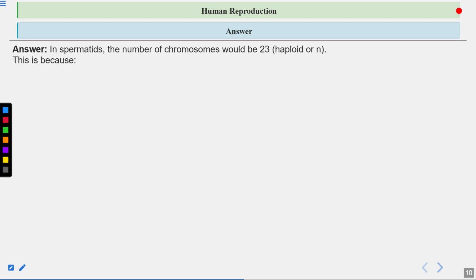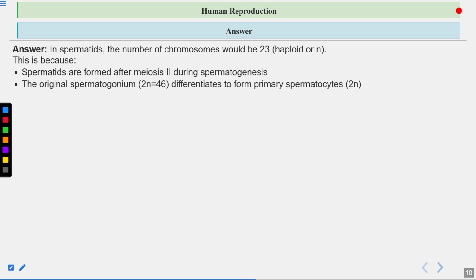This is because spermatids are formed after meiosis 2 during spermatogenesis. In secondary spermatocytes, meiosis 2 occurs, leading to the formation of 4 spermatids. So from one primary spermatocyte, 4 spermatids are formed, which are haploid.